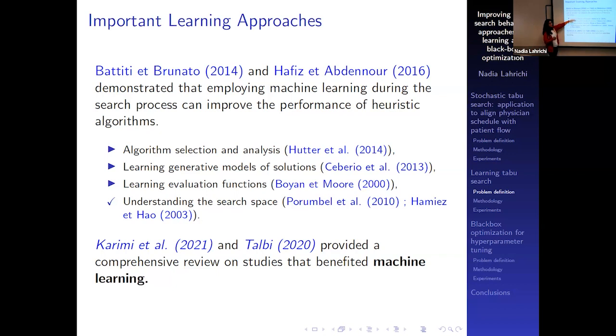First one is to use learning to better select the right algorithm. Then learning generative models of solutions, whatever that means, you ask her. Learning evaluation functions. So to your question, do I need to calculate the function or can I just predict it? This is some sort of work that's been done also, but we're here in the search space. Since I have this huge space and a lot of information, is there a way that I can be guided better with the learning algorithm?